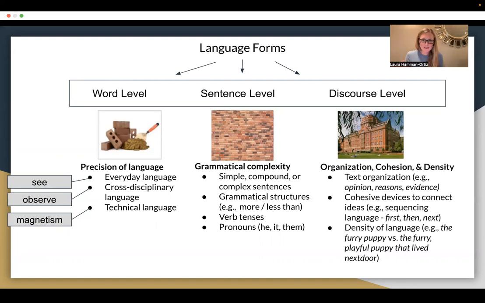And then we have the discourse level, which is how texts are organized, how dense they are. So if we're organizing a persuasive text with our opinion, reasons, and evidence, if we're using cohesive devices to connect ideas, how dense the language is, how many clauses and adjectives we're putting into the sentence. So this just gives you a vision of the broad scope of language forms that we might be thinking about as we're planning our language objectives at the word level, the sentence level, and the discourse level.